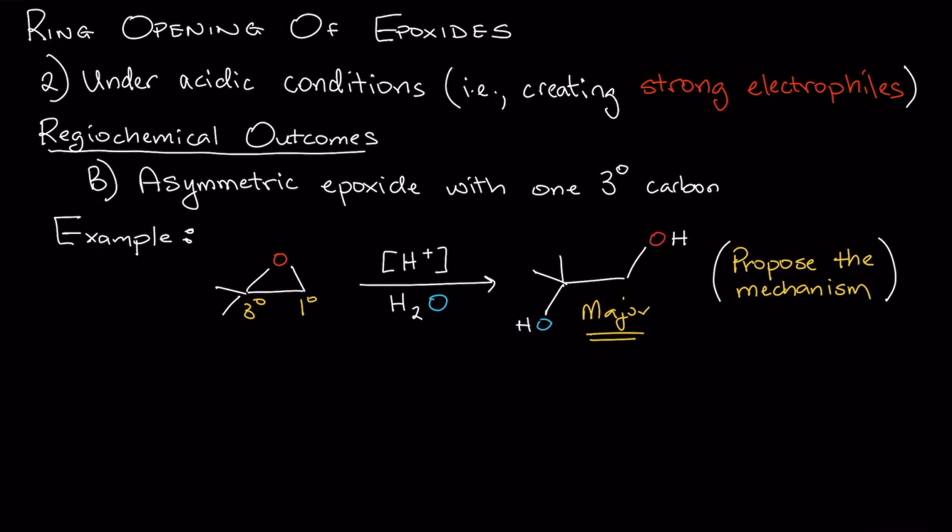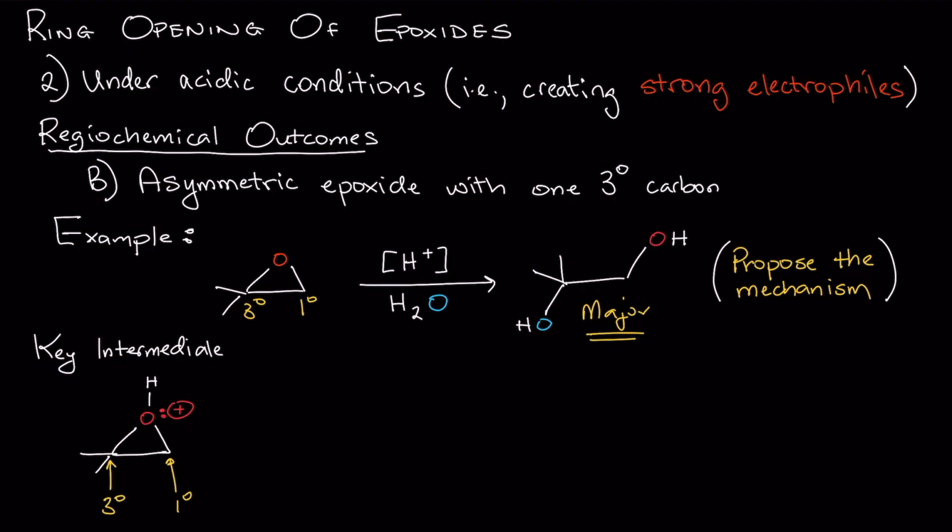Okay, and so what you should do, as your practice, is to propose your curved arrow mechanism for this reaction, now taking your epoxide to this particular product as your major product. But to explain the regiochemistry, we only need to think about a specific intermediate that is formed in this reaction. And that key intermediate is your protonated epoxide.